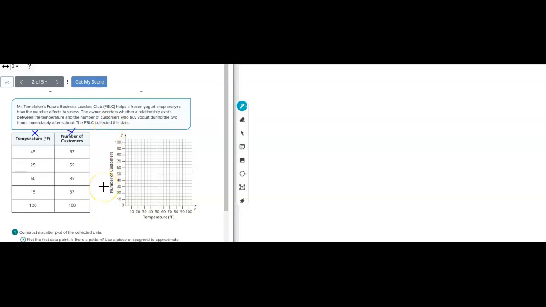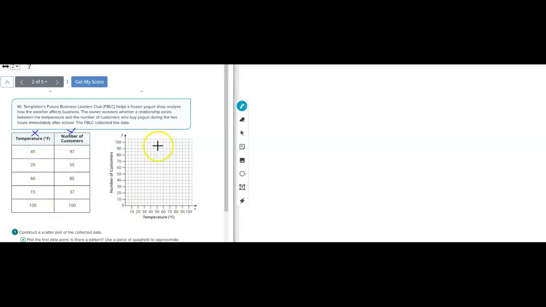So when students are looking at the temperature, they want to know if the number of customers depends on the temperature. That's why it's called the dependent variable. If they independently choose a temperature, will they be able to predict how many customers there'll be, because the customers depend on the temperature? So let's go. Let's plot this first point.